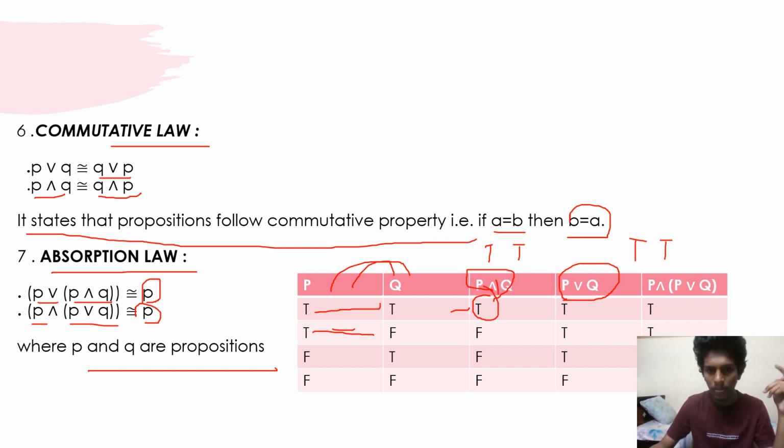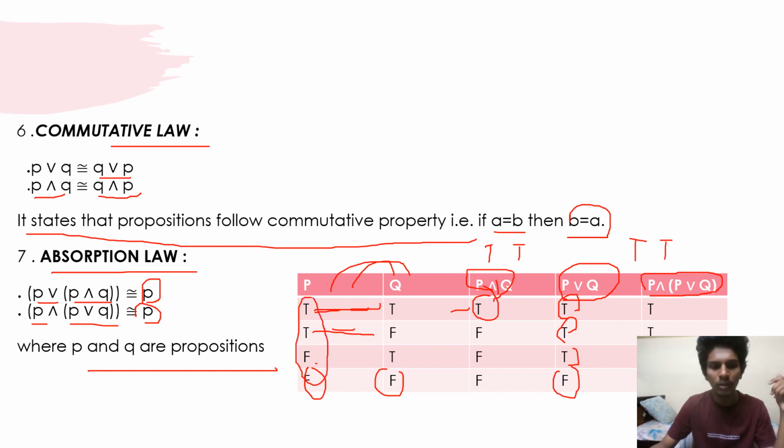For true true we will get true. For true false we'll get true. For false true also true. For false false you can see we'll get the final answer as false. If we do P and (P or Q), we will get the same truth values as P.